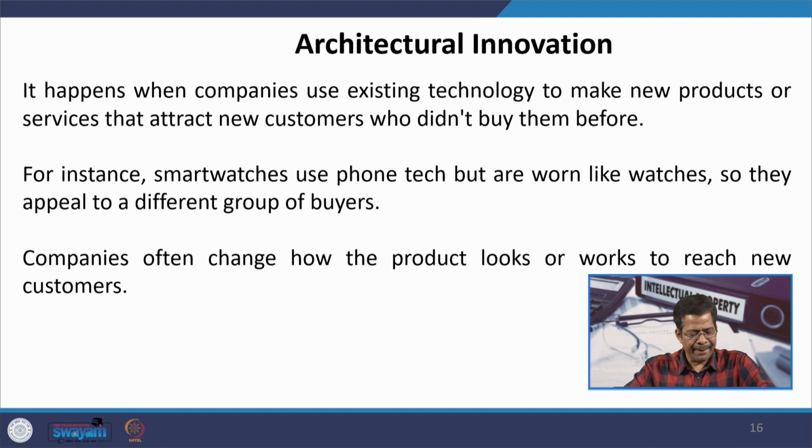Then the architectural innovation is when the technology is the same, but you are entering into new markets. For example, like I gave you, in India mobile phones came in 1996, when mobile phones were already available in Europe and America. So, that is an example of architectural innovation.